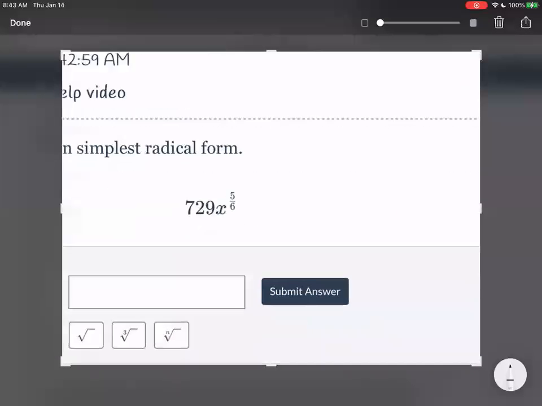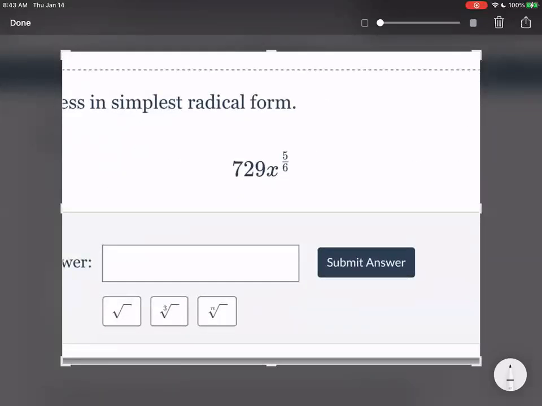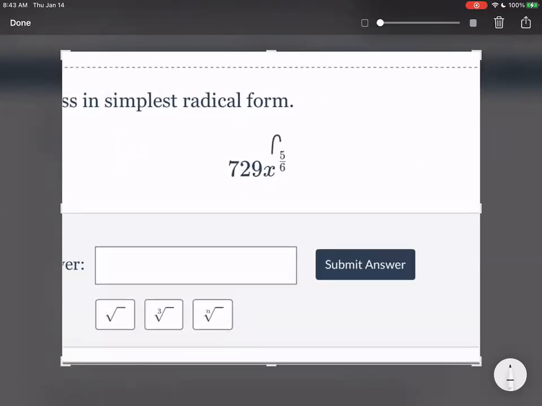All right, so for this one, notice that there's no parentheses, so this 5/6 only applies to the x and not the 729. Okay, there's no parentheses here, so the 5/6 exponent only applies to the x. So the 729 stays as a 729. The only thing that goes in the radical is the x, because that's the only piece with the fractional exponent.